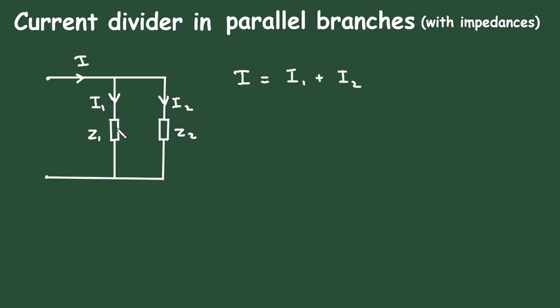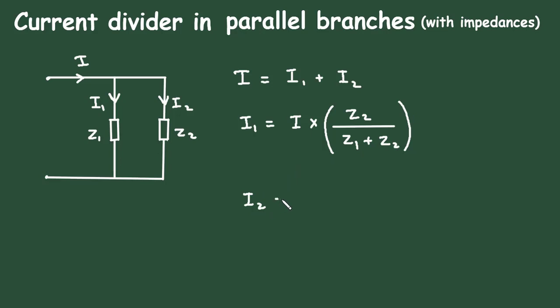Now according to the current divider rule, or current division rule, we know that I1 is equal to I into Z2 divided by Z1 plus Z2, and I2 is equal to I multiplied with Z1 divided by Z1 plus Z2. Now this is the current division rule.